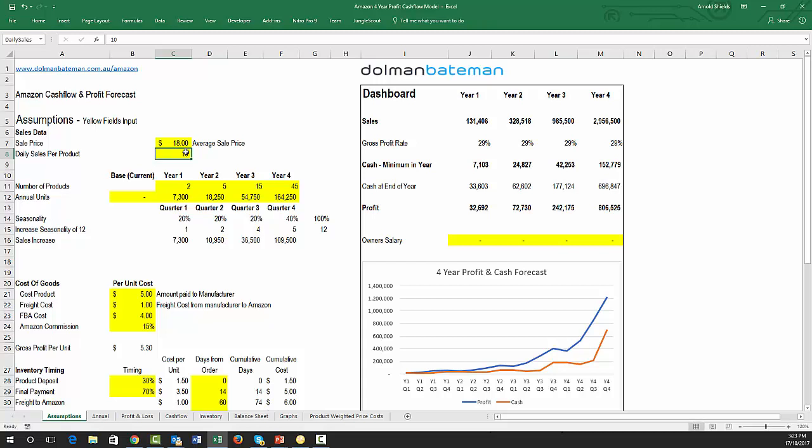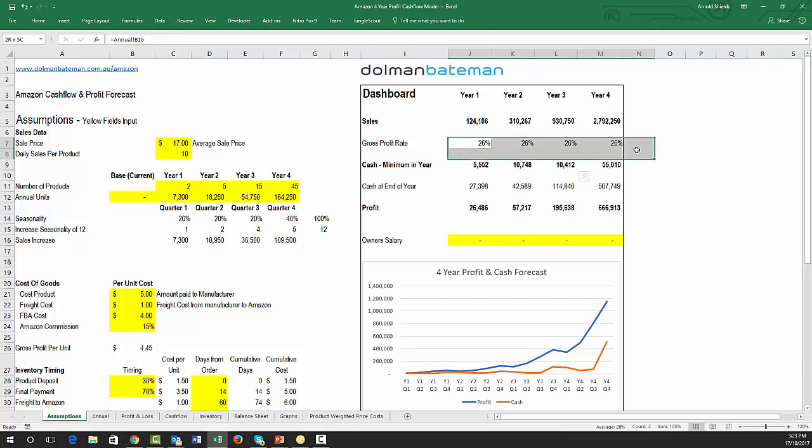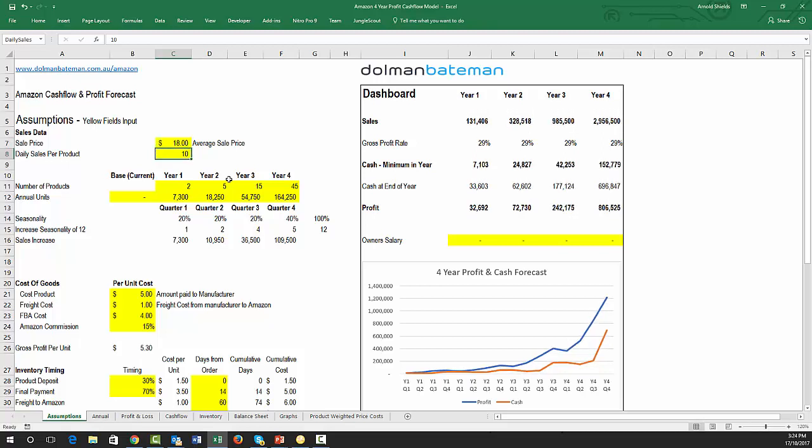So let's take it down to $17. Okay, we're really scraping along the bottom. We've got a minimum cash balance here for the first 3 years of 10 grand. We can see that gross profit rate there is sitting at 26%. So what we found is that if you start dropping your gross profit rate below 35% or 30%, you're going to start finding problems.